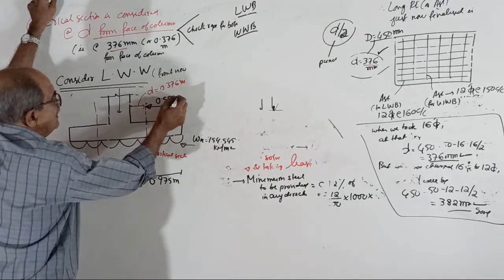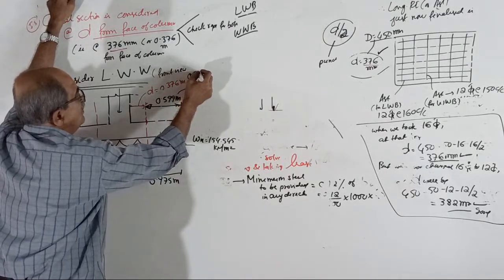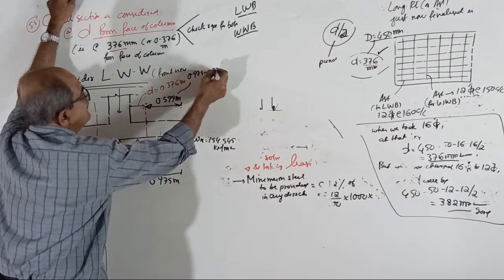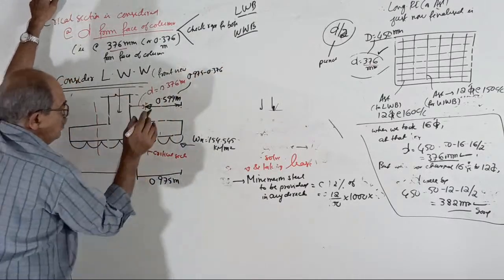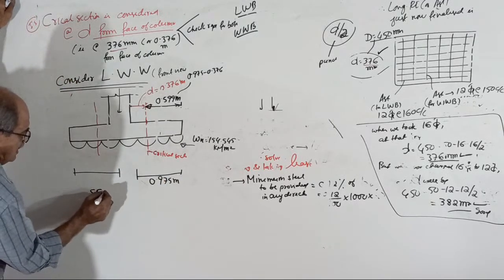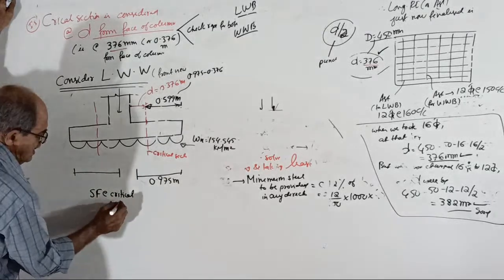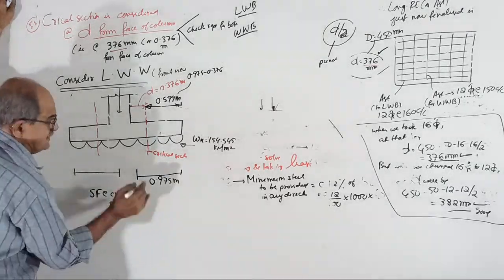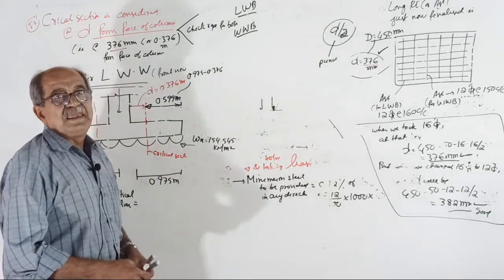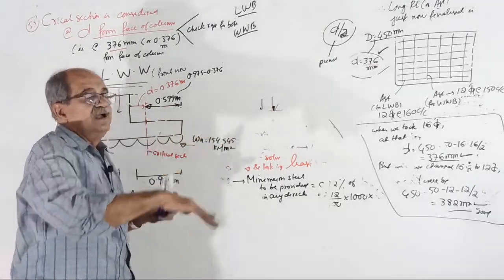0.599 meter. Tell how I got? From 0.975 subtract 0.376 over. Now I want shear force at critical section. Critical section, I told you 1,000 times. When cantilever action is there, look free hand side.